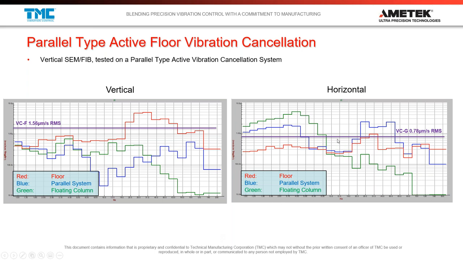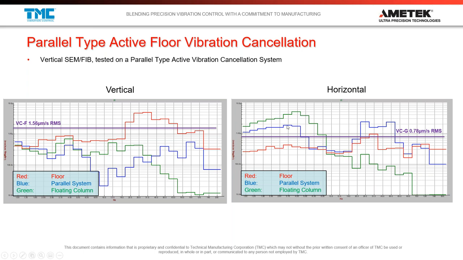Horizontally is a little bit of a different story. You see here we have the floor measurement horizontally. The parallel type system was actually amplifying horizontally. So this was more to be expected. What this tells me is that this parallel type system was stiffer vertically than it was horizontally. You can imagine it was probably a spring-based system. When you're pressing down on a spring, it's harder than it is to bend a spring. So you've got a softer spring horizontally, and that's what's going to give you these resonances at low frequencies.